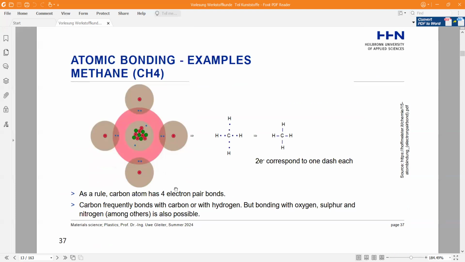Here we have an atomic bonding example, methane, CH4. Electrons correspond to one dash each, as we have said before. The whole carbon atom has 4 electron pair bonds. Carbon frequently bonds with carbon or with hydrogen, but bonding with oxygen, sulfur, nitrogen, and others is also possible.